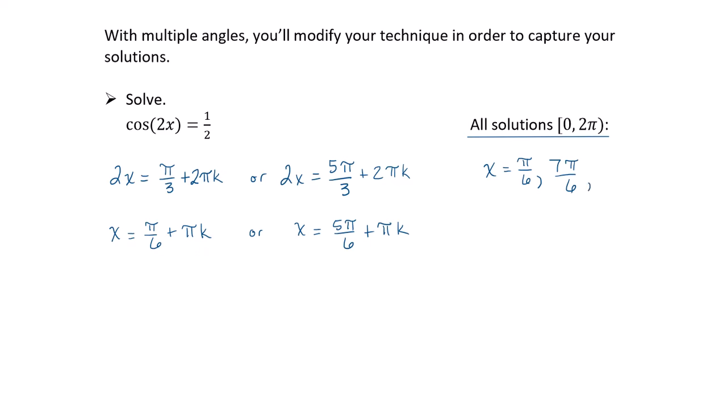The other, I get 5 pi over 6 if k were to be 0. If k were 1, then I'd be adding pi to 5 pi over 6, and I would get 11 pi over 6. If I add yet another pi, letting k equal 2, then I'd be adding 2 pi to 5 pi over 6, and that's definitely too big. It goes past the 2 pi. So I have 4 solutions in the interval 0 to 2 pi for this equation.